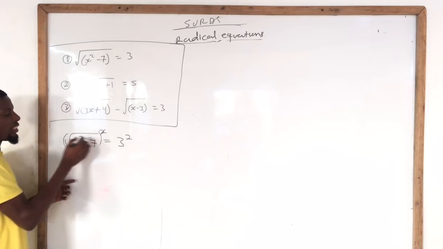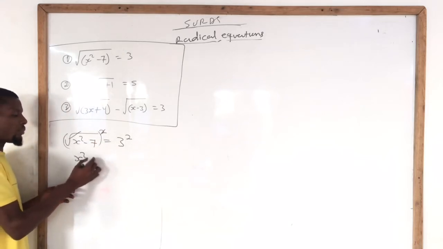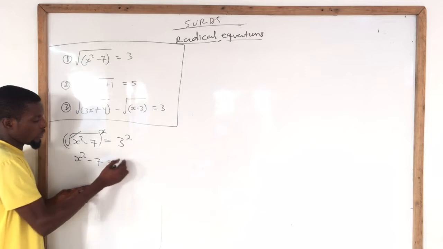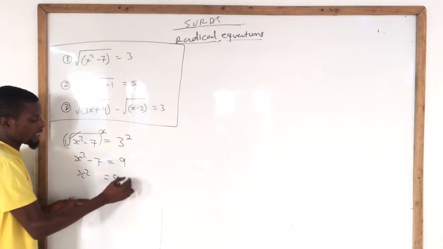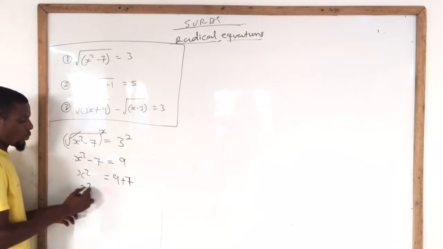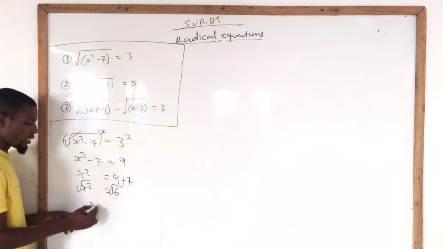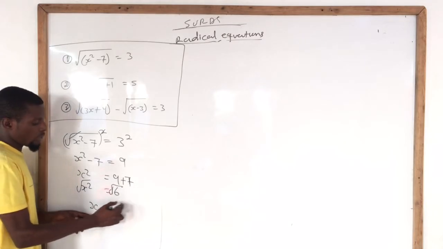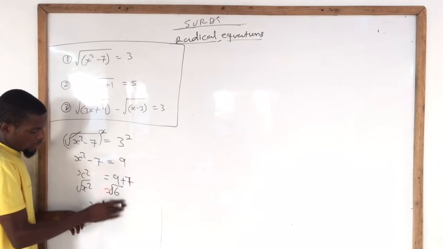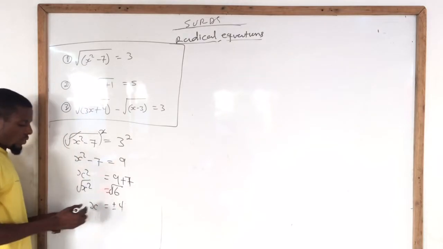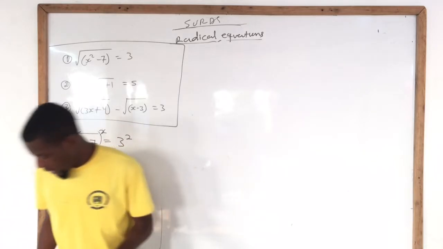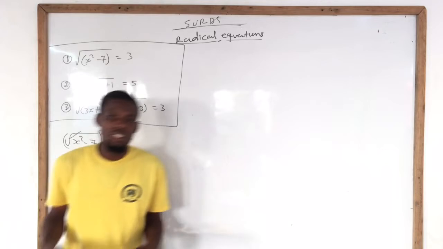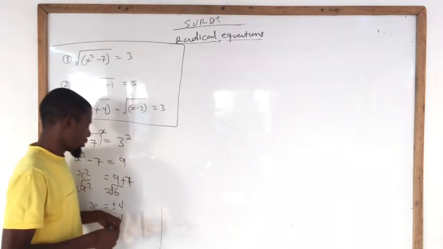So at the end, this cancels that, and I have x squared minus 7 equals 3 squared, which is 9. So I have x squared equals 9 plus 7, so x squared is 16. If I take the square root of both sides, x is going to give me plus or minus what? 4. Are you getting it? Whenever we have a square root sign, it's plus or minus.